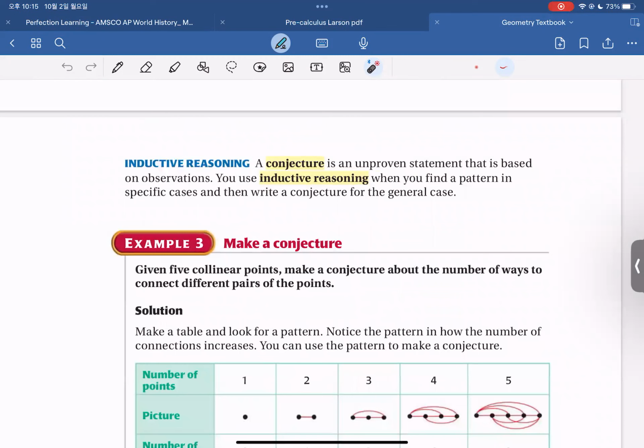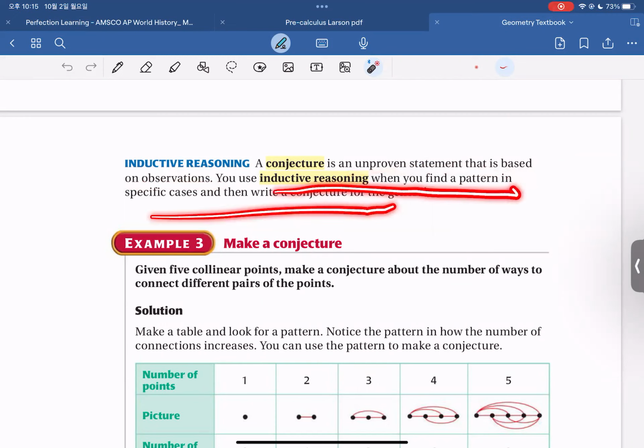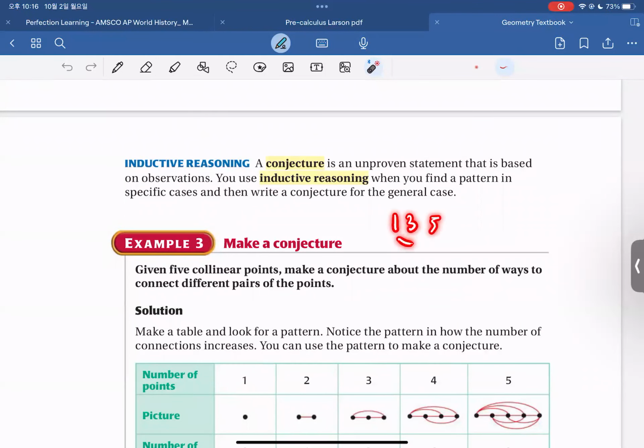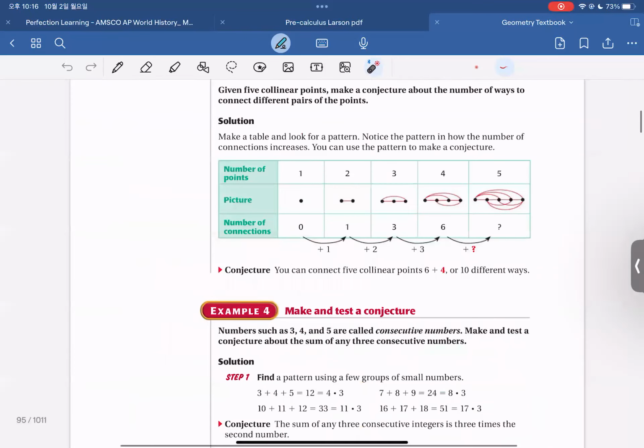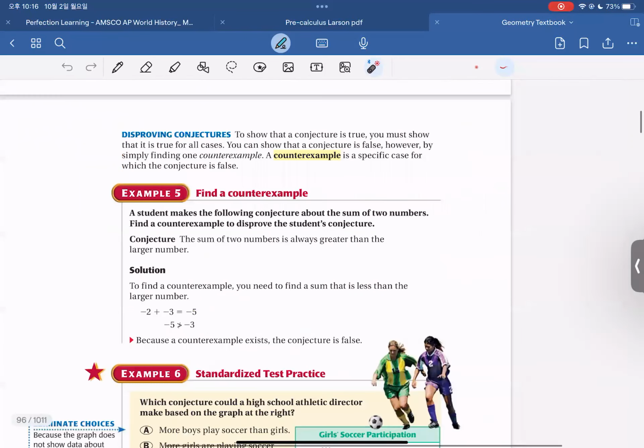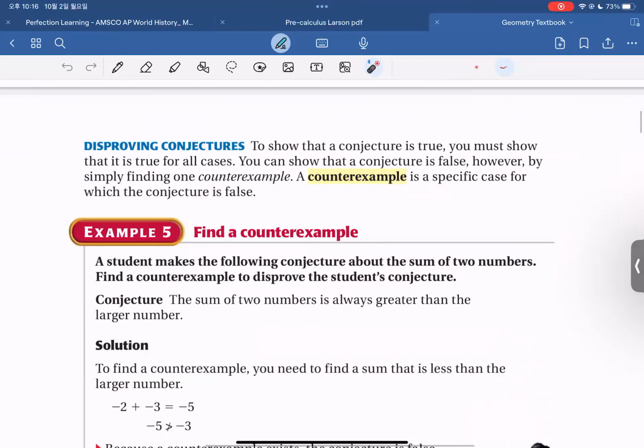So a conjecture is an unproven statement that is based on observations. And you can use inductive reasoning to find a pattern in specific cases and then write a conjecture for the general case. So something simple would be, in the case of one in this kind of pattern, we would say the conjecture would be there's +2 at each number, right? That would be your conjecture for the pattern of that statement. And I think you can get the examples by yourselves, but let's look at disproving conjectures, right?